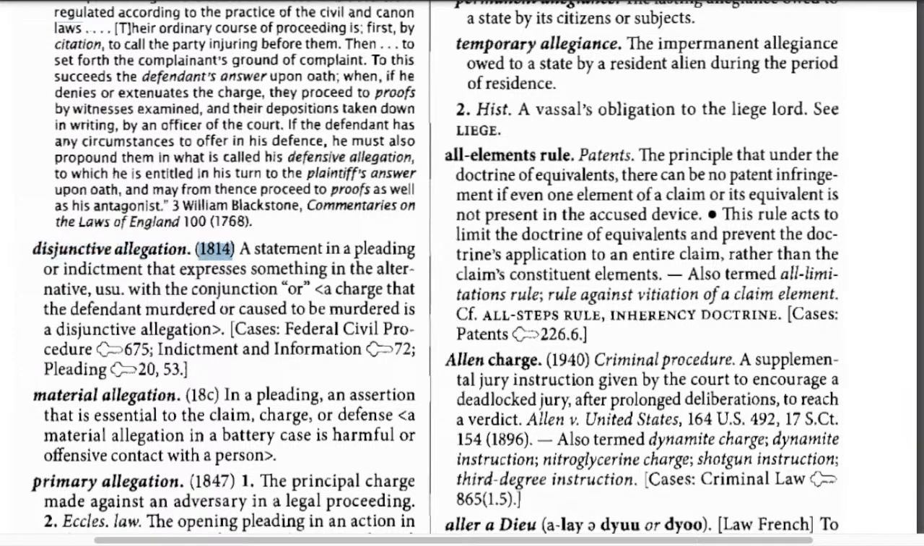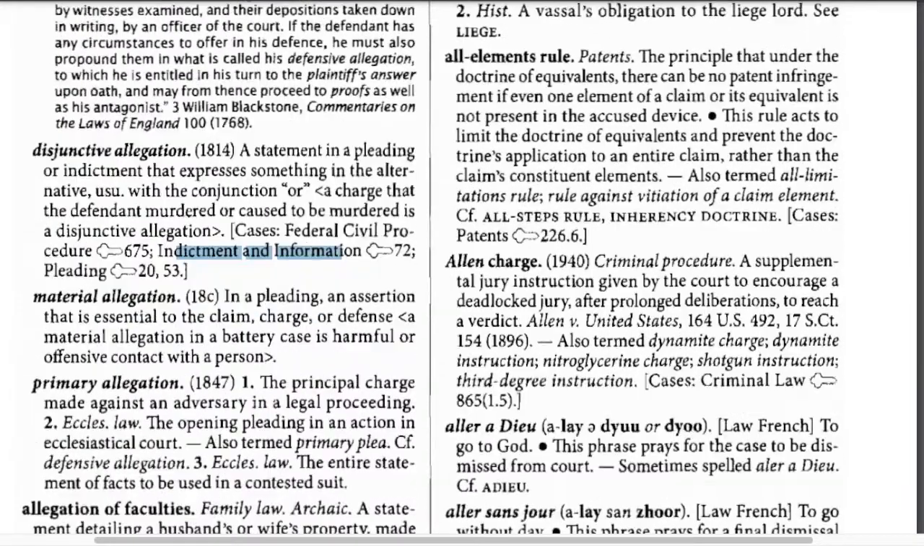Disjunctive allegation. 1814, a statement in a pleading or indictment that expresses something in the alternative, usually with the conjunction or. A charge that the defendant murdered or caused to be murdered is a disjunctive allegation. Now we see this used quite a bit in federal civil procedure. So if anything is like a Section 1983 that's being done, then that might actually be applicable. So that's in civil procedure.